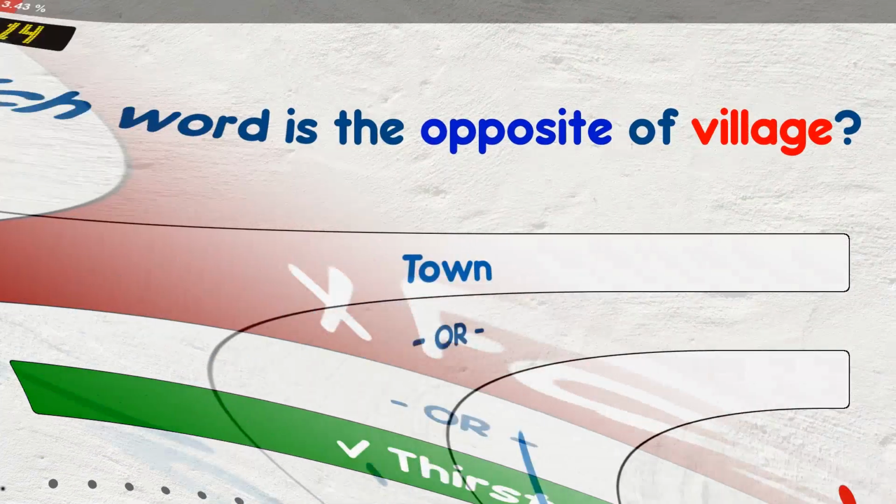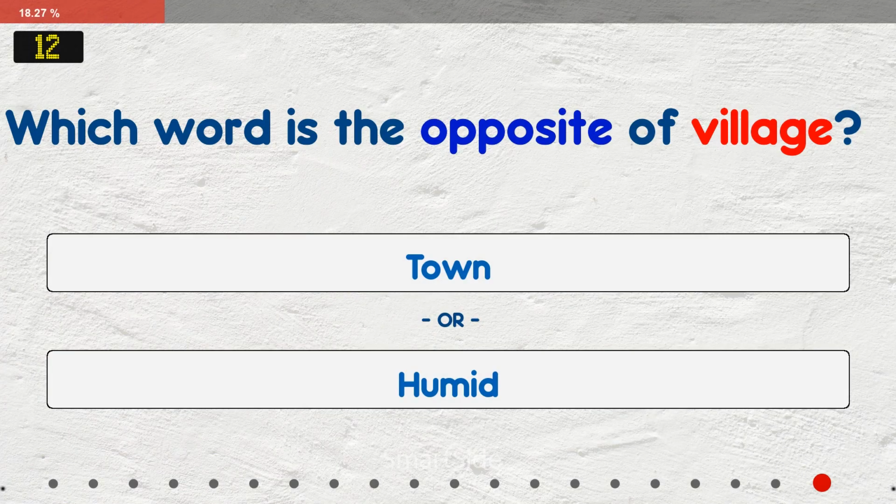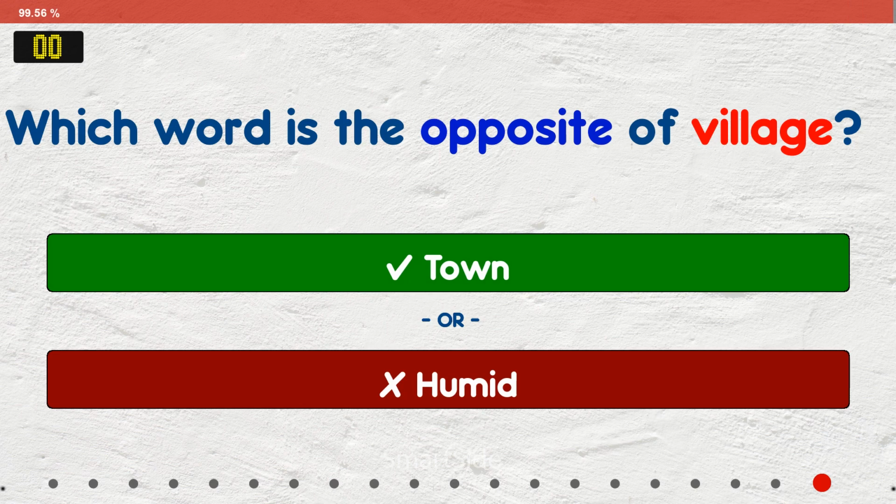Which word is the opposite of village? A, town. B, humid. The answer is town.